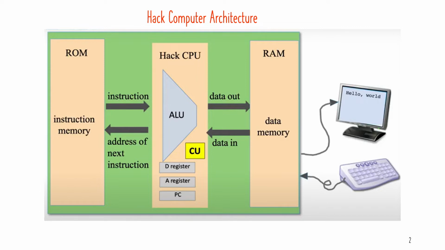D register is used to store data values. A register has three different purposes: it is used to store data values. It also points to the address inside the data memory. It also points to an address inside instruction memory. Then we have the program counter. So the PC points to the next instruction that has to be executed.